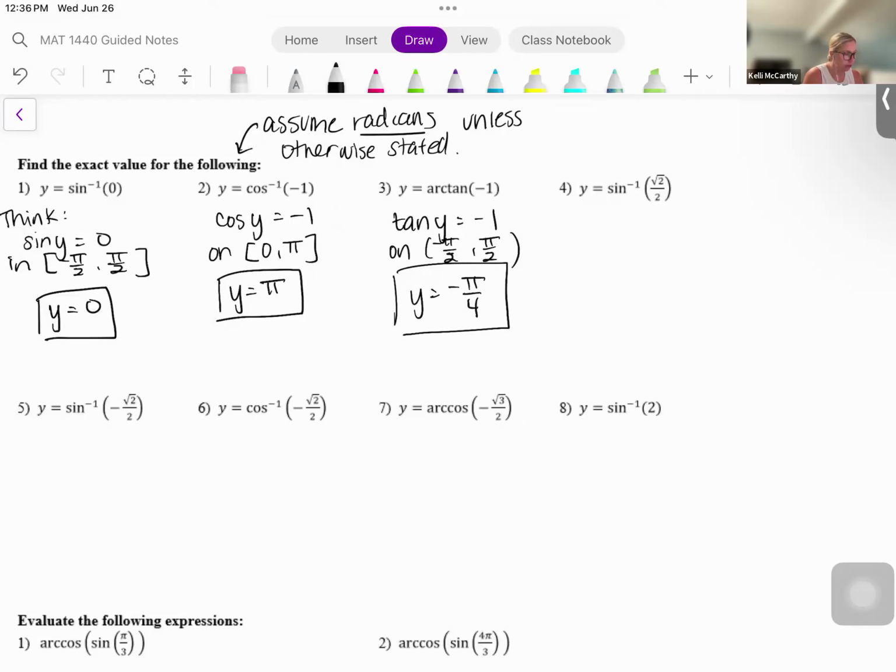Y equals sine inverse of square root of 2 over 2. So sine of y is equal to square root of 2 over 2 on the interval of negative pi over 2 to pi over 2. So in between quadrants 4 and 1, sine is positive in quadrant 1. And we know that sine has that value of square root of 2 over 2 at pi over 4.